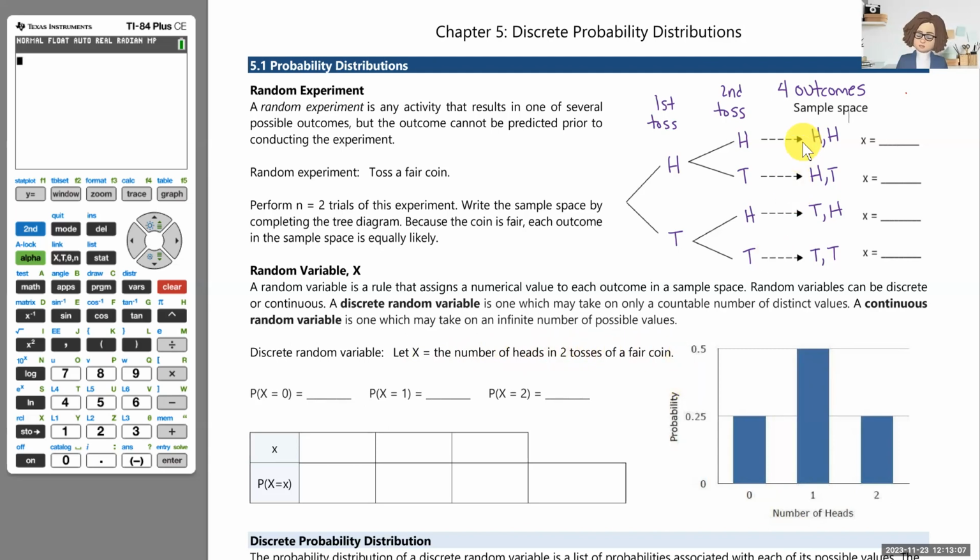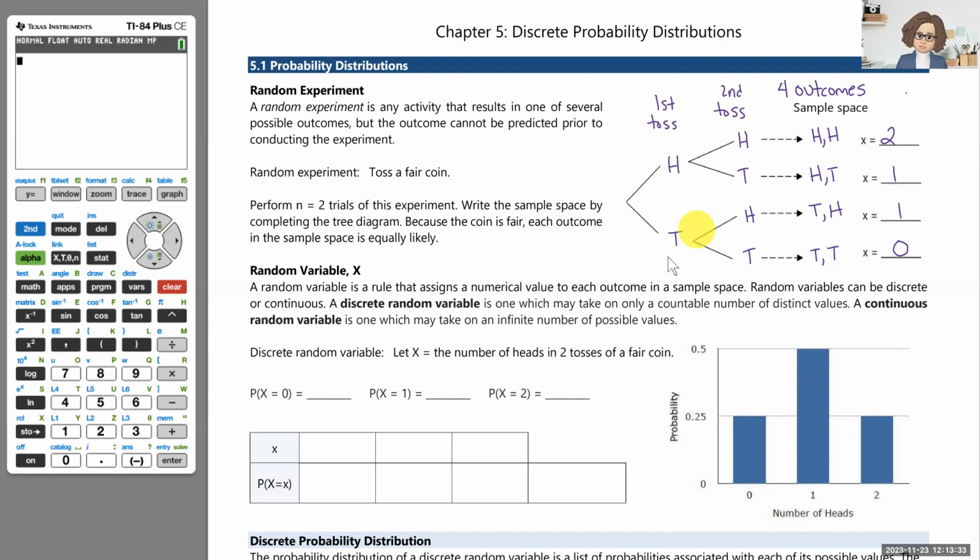So if you pick up a coin and you toss it and you get a head followed by a head, X, the number of heads you just got, is 2. Or if you got a head followed by a tail, you just got 1 head, or a tail followed by a head, you just got 1 head, or lastly you could get a tail followed by a tail, and that would mean you got 0 heads.